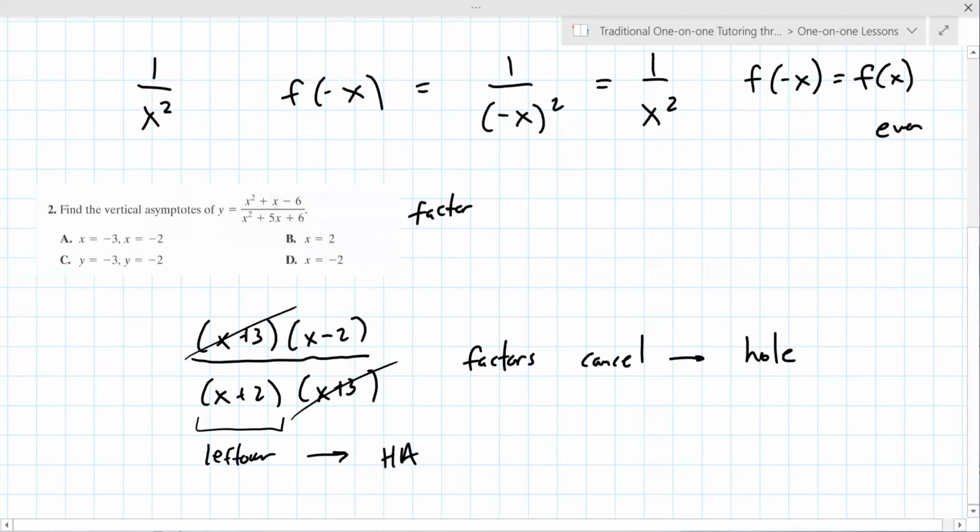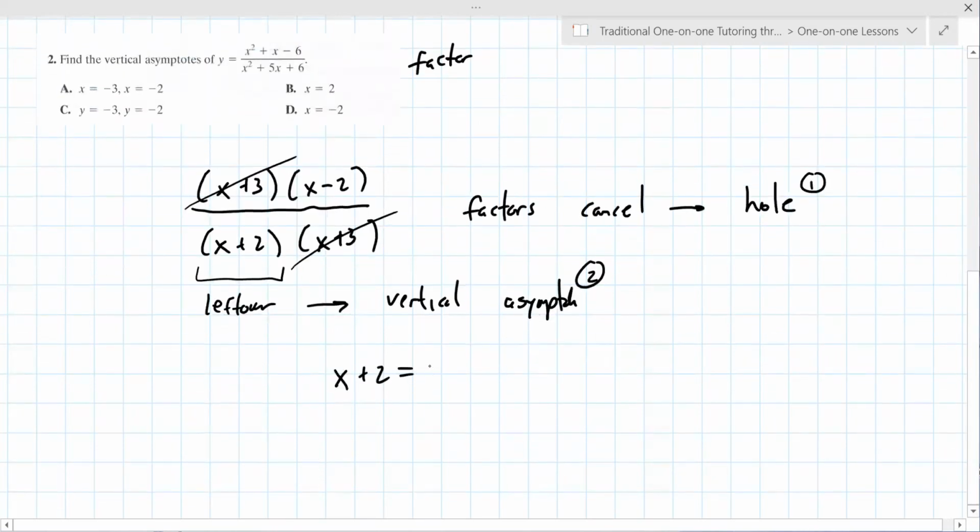So like if the top was x plus 4, x minus 2, then these wouldn't cancel, and they would both be vertical asymptotes. But holes come first, holes and then vertical asymptotes. So the only vertical asymptote is when x plus 2 equals 0, or x equals negative 2. Got it.